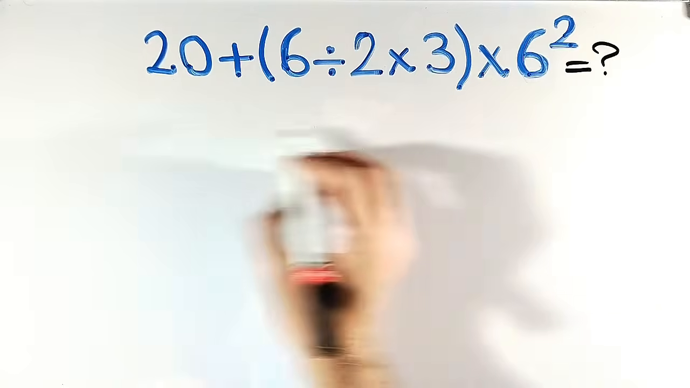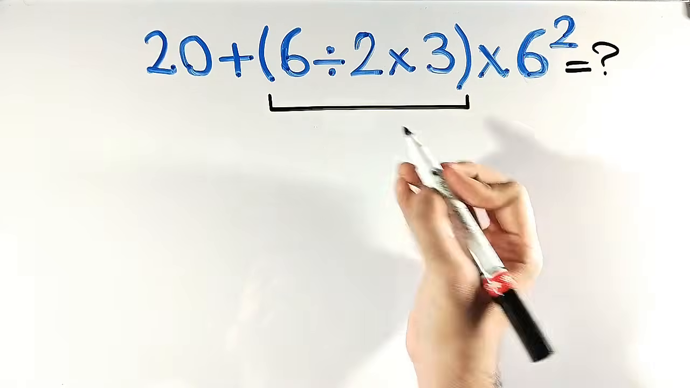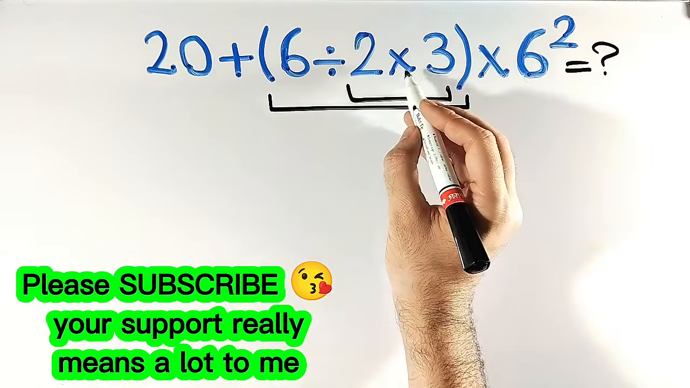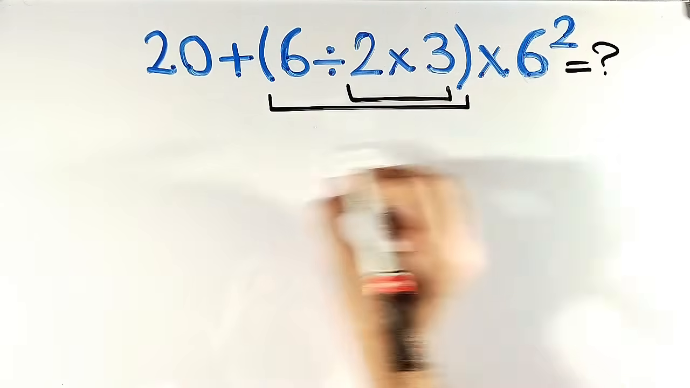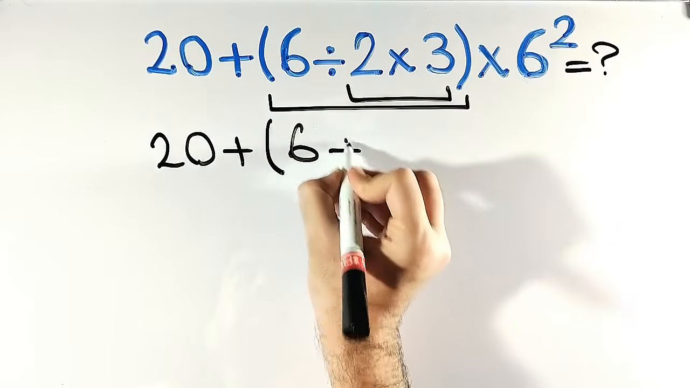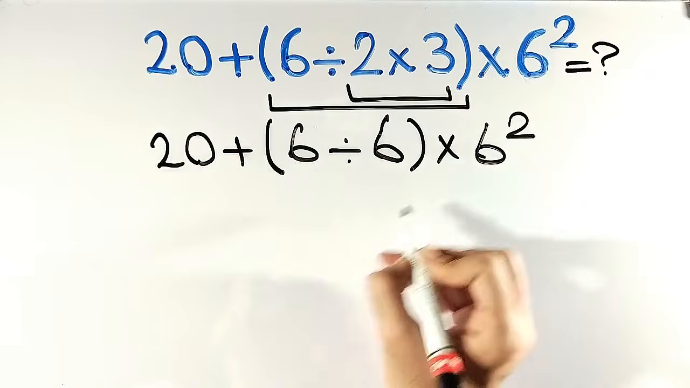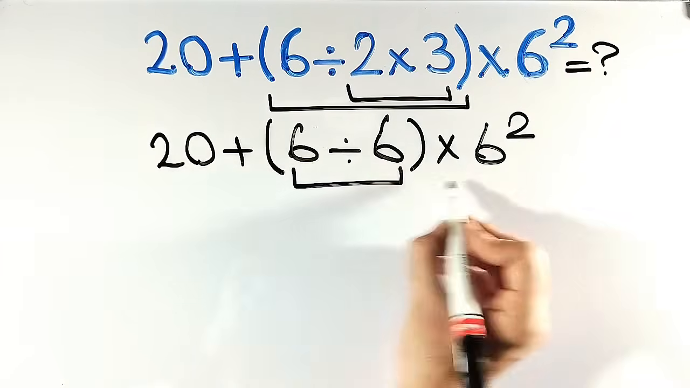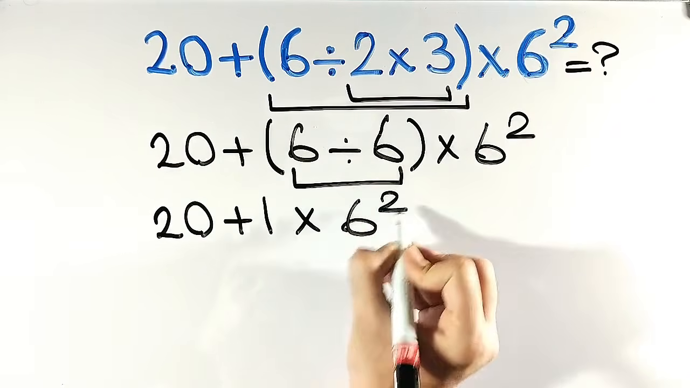Also, some other people when solving this question again go straight to the expression inside the parentheses, but this time they stop with the multiplication between 2 and 3 because they believe multiplication has a higher priority than division. So, instead of this expression, they write 20 plus open parenthesis 6 divided by 6 close parenthesis and multiplied by 6 squared. And the next step, they go for the division between 6 and 6 and write this expression as 20 plus 1 multiplied by 6 squared.